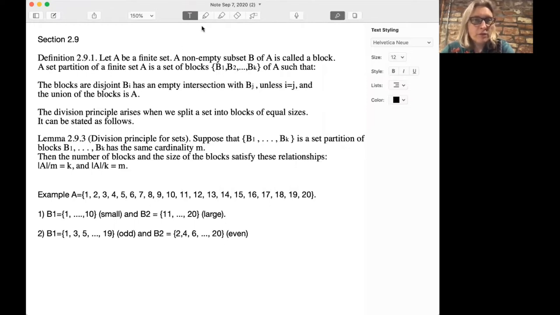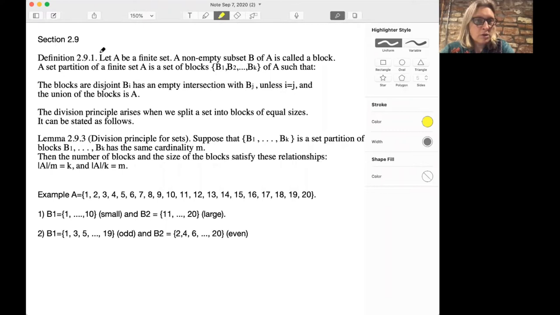So first off, what is a block? We're going to start with a finite set A, and a non-empty subset of A is called a block. A set partition of a finite set A is a set of blocks with the following properties. They can't have any overlap with each other. It means they're disjoint. Remember that each of them is non-empty, but also when you intersect any two of them, the intersection is empty. And also the union of the blocks is A.